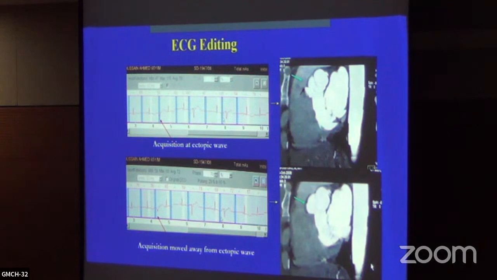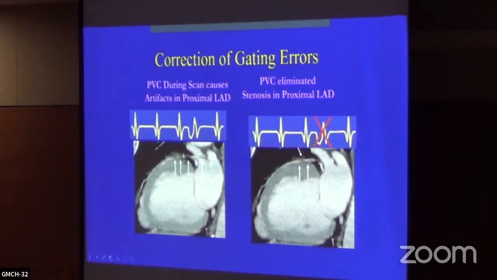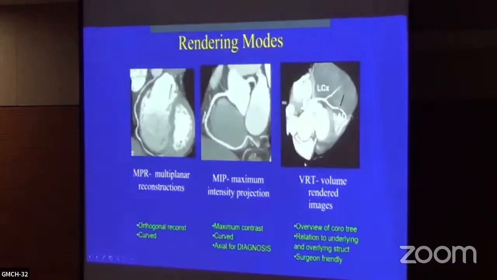Sometimes the artifacts may be because of ectopics or arrhythmia which could be there during the acquisition. You may have to do some ECG editing, move your acquisition away from the ectopic beat to get better image. Again, this is another patient who had a PVC during the scan. And once the PVC acquisition was removed, it removed the artifact also and showed the significant proximal LAD stenosis. So you could have MIPs, you could have MPRs, and you could have volume rendered images.